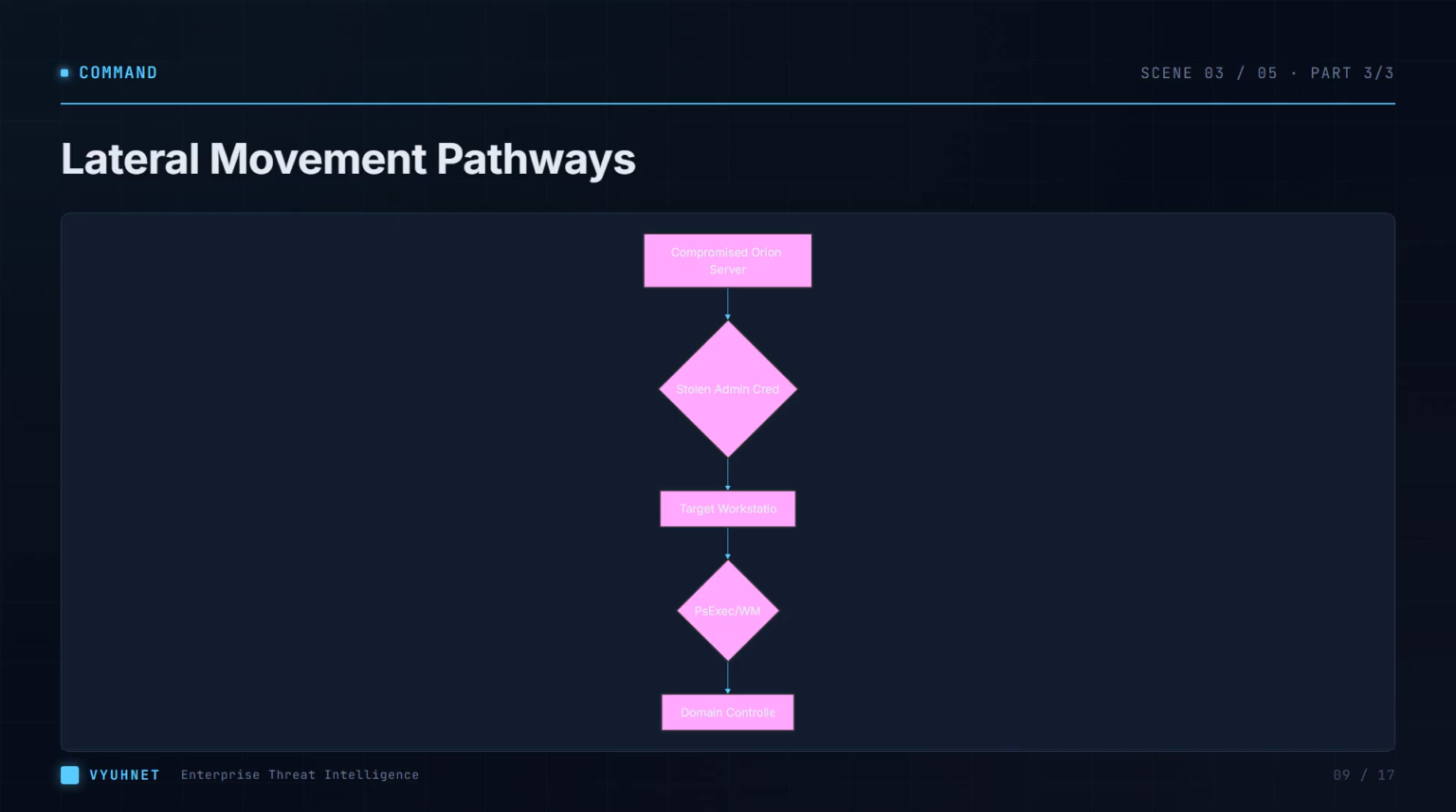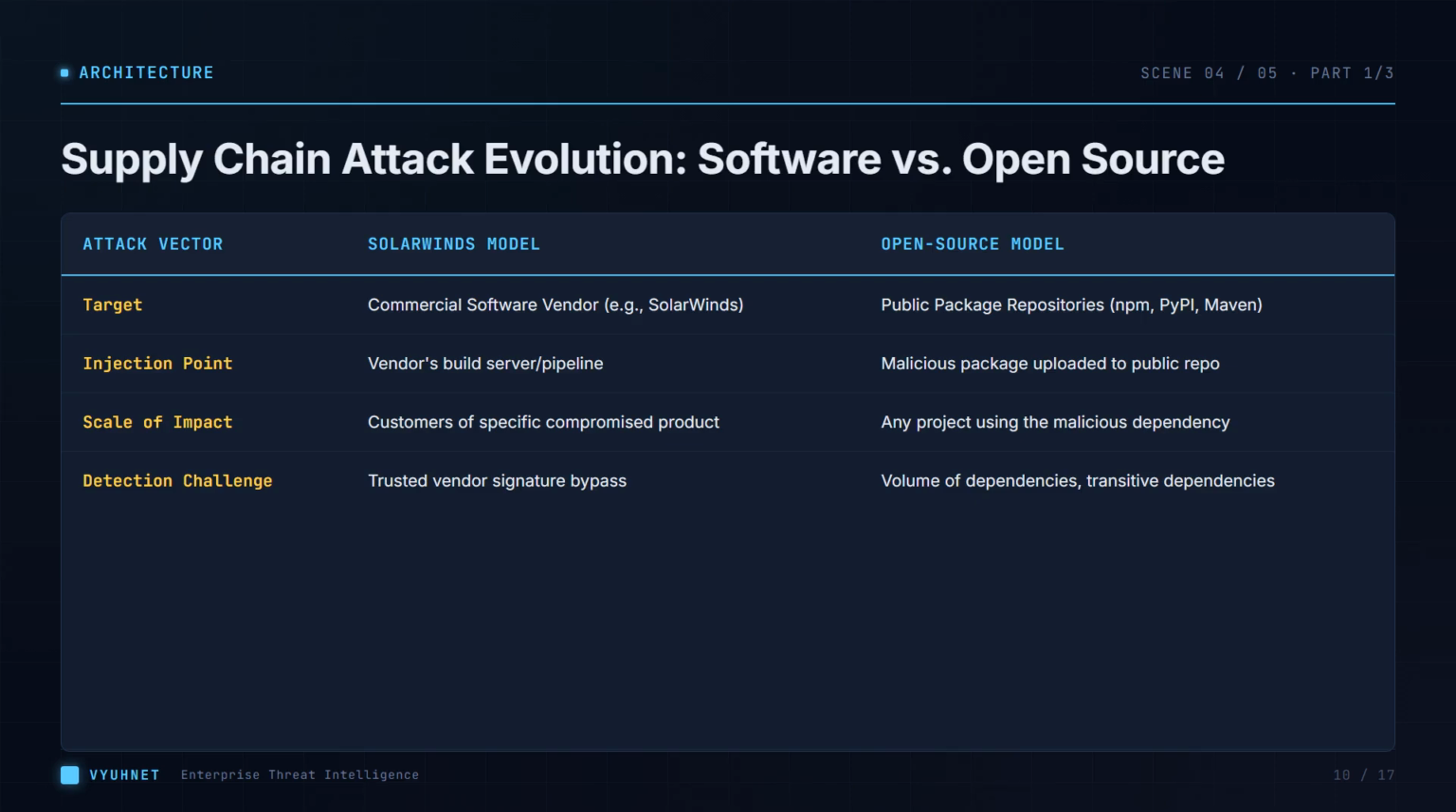This diagram shows a typical flow, from the initially compromised Orion server to a domain controller, often using stolen administrator credentials obtained from lsass.exe on an interim host. MITRE T1021.002, T1021.006. The SolarWinds attack focused on a trusted commercial software vendor's build pipeline.